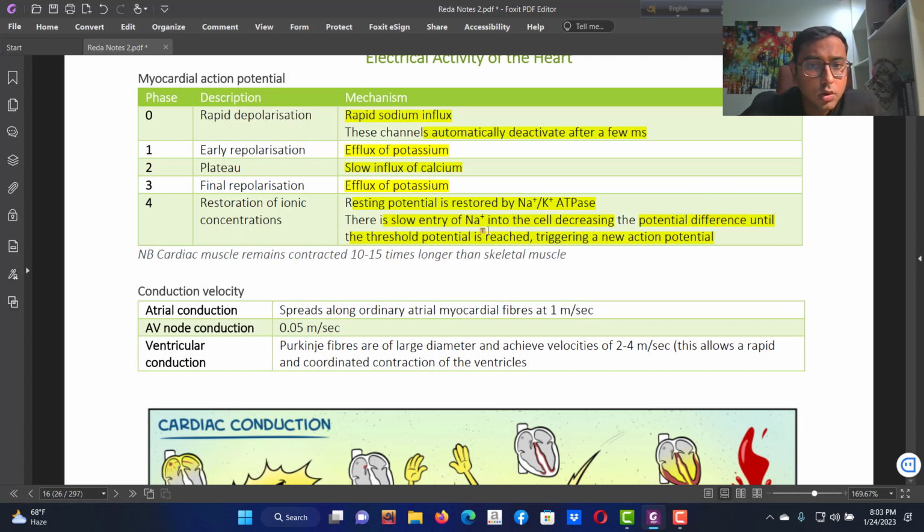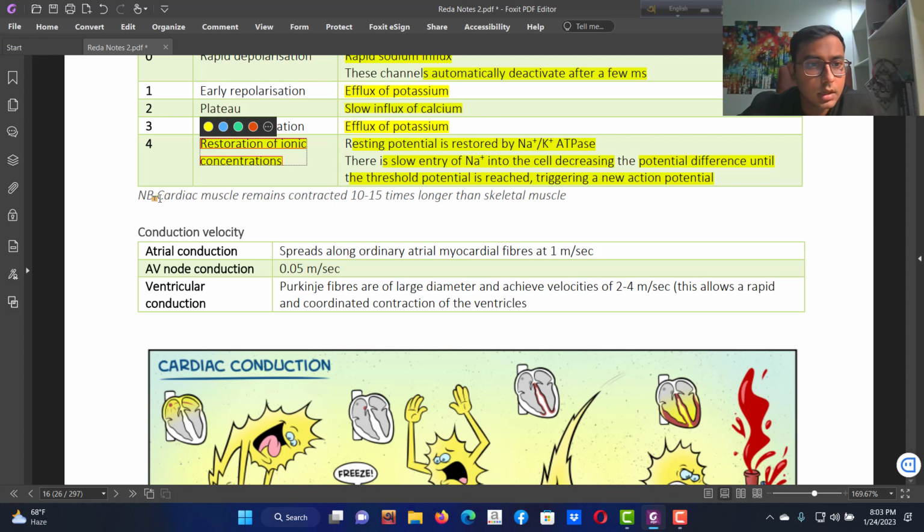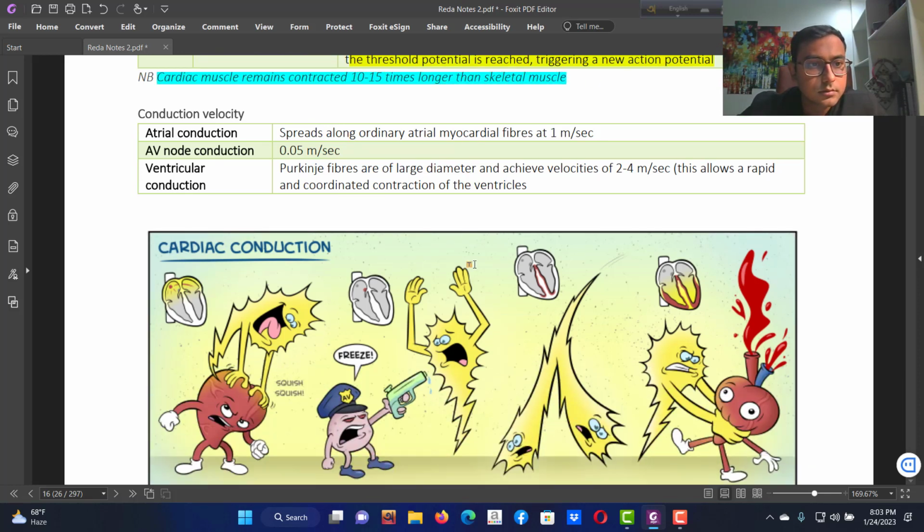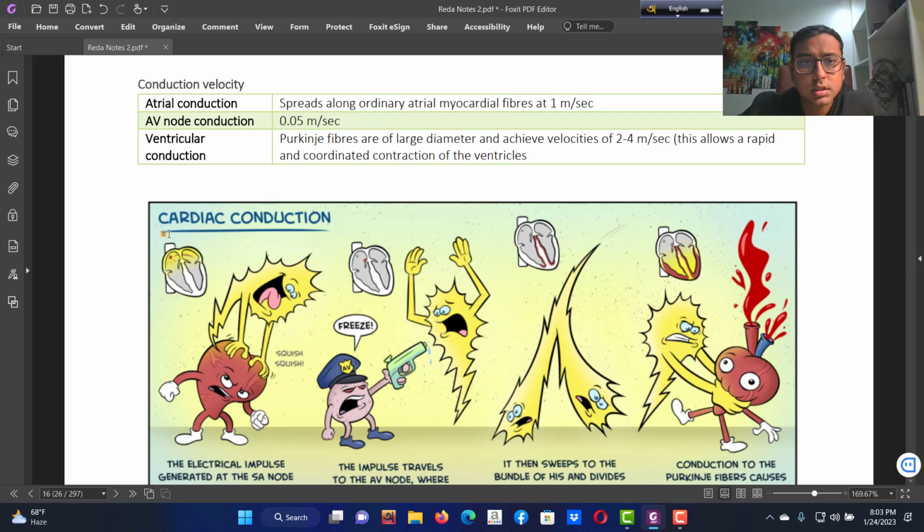So the cardiac action potential will be maintained or come to 0 by sodium influx. Okay, slow entry of sodium, that is the restoration of ionic concentration. So cardiac muscle remains contracted 10 to 15 times longer than skeletal muscle. Okay, must know. So, conduction velocity.